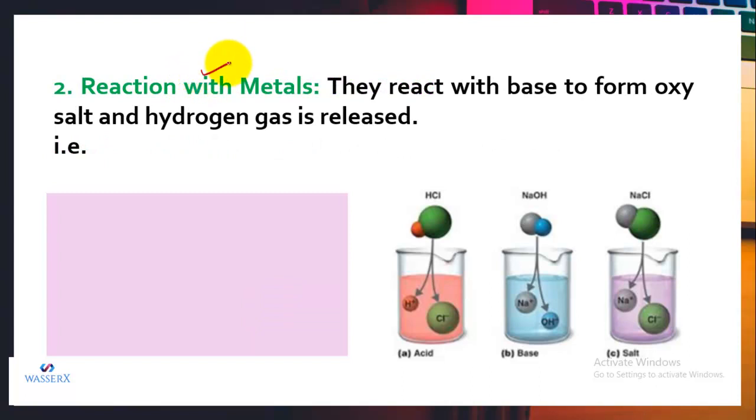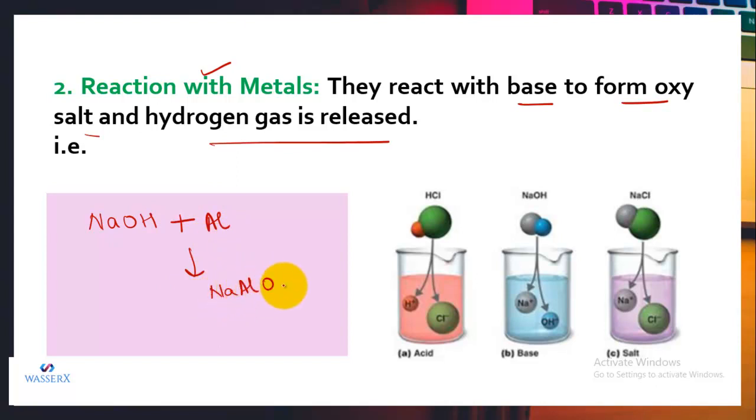Another property is reaction with metals. When metals react with base, they form oxysalt and hydrogen gas is released. So let's react some base. Let's say we have NaOH and we are reacting it with some metal, let's say aluminium. When we react like this, we get the oxysalt, in this case NaAlO2, and along with it, the hydrogen gas is liberated. This NaAlO2 is termed as sodium aluminate, that is the oxysalt of metal.